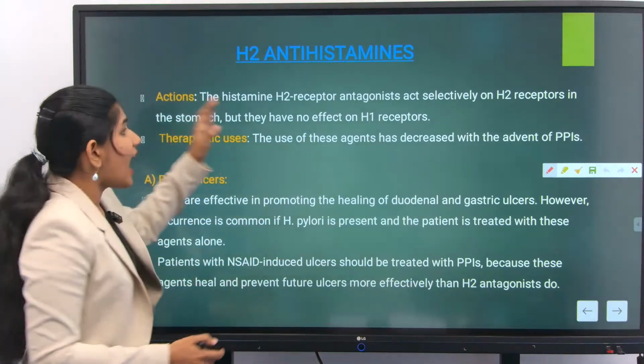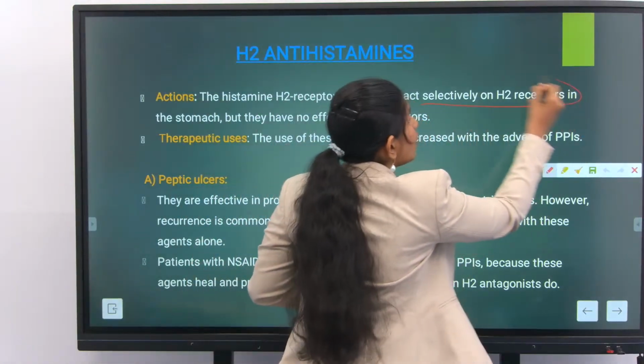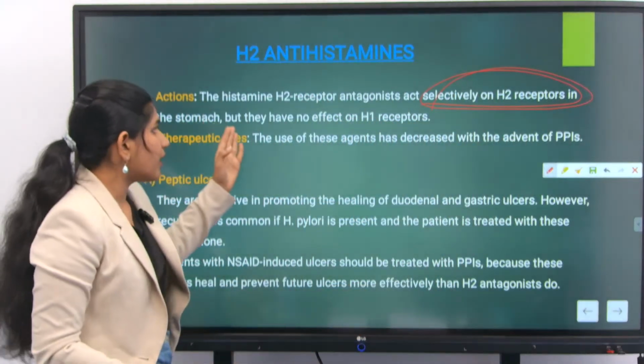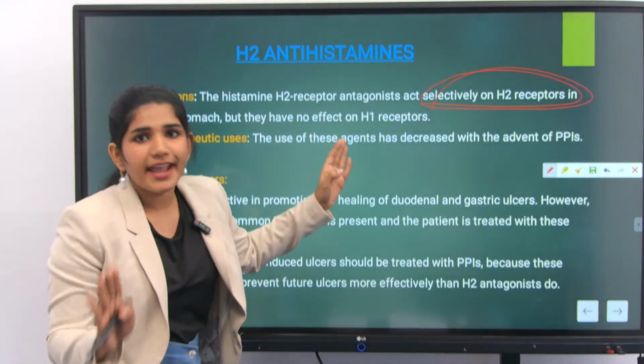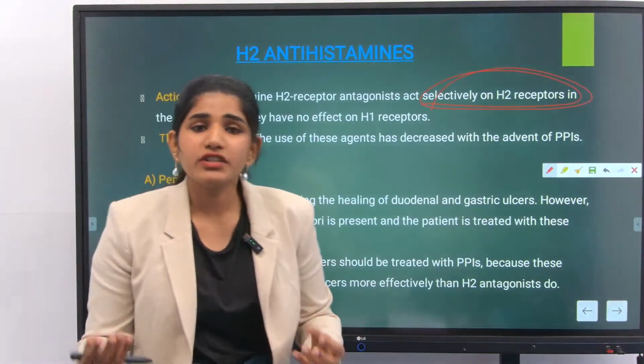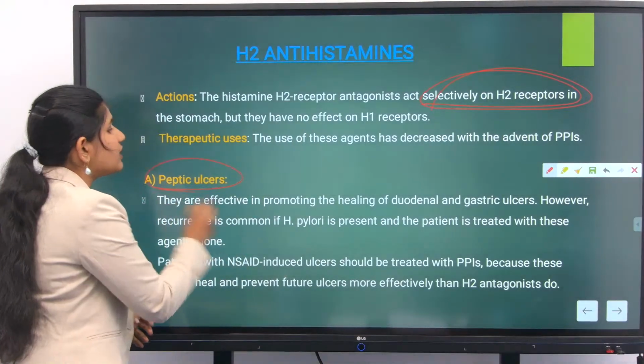So what are the actions? As we said, they act selectively on H2 receptors. They act on the H2 receptors in the stomach, and they have no effect on the H1 receptors. And what are the therapeutic uses? Of course, we use them for ulcers, right? So for peptic ulcers, we can give this.